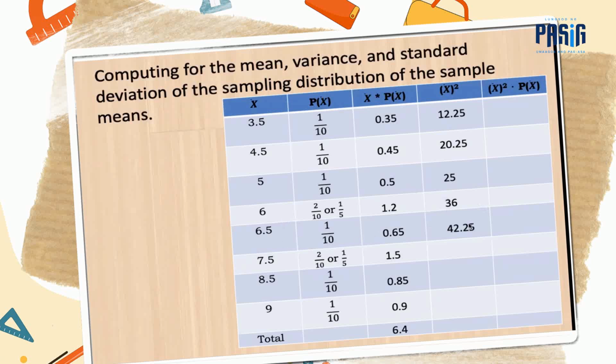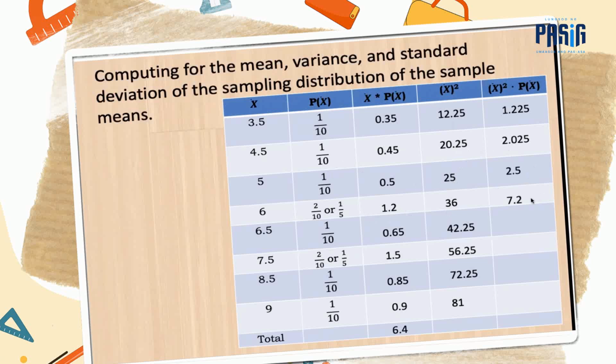6.5 squared, 42.25. 7.5 squared, 56.25. 8.5 squared, 72.25. And 9 squared is 81. Then multiply each x squared by P of X. 12.25 times 1/10 is 1.225. 20.25 times 1/10 is 2.025. 25 times 1/10 is 2.5.